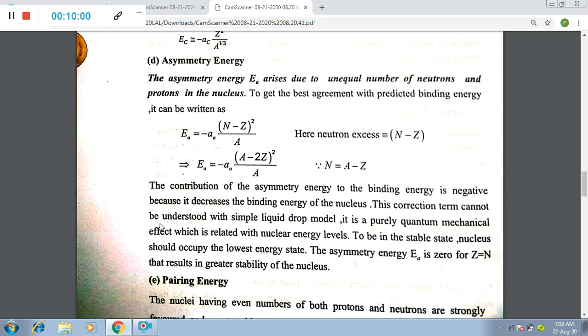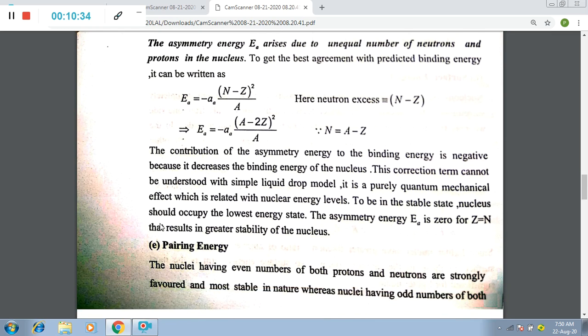It is a purely quantum mechanical effect which is related with nuclear energy levels. To be in the stable state, the nucleus should occupy the lowest energy state. The asymmetry energy is 0 for Z equals N, and as this neutron excess rises, this asymmetry energy rises, and that results in lesser stability of the nucleus.